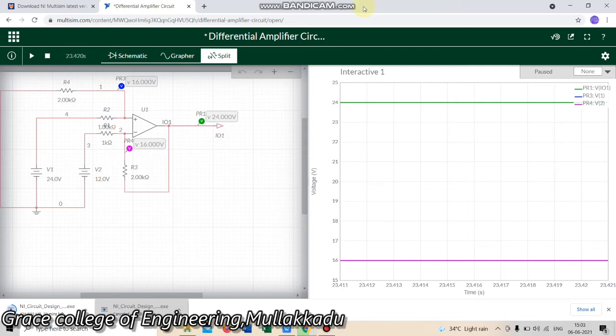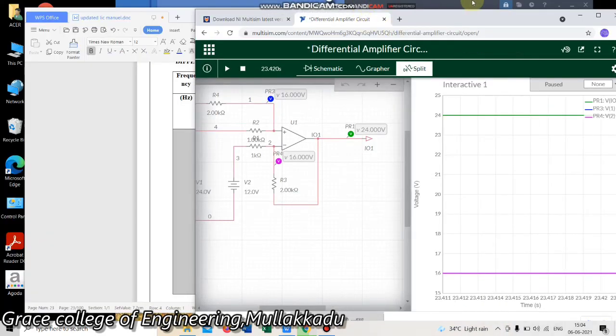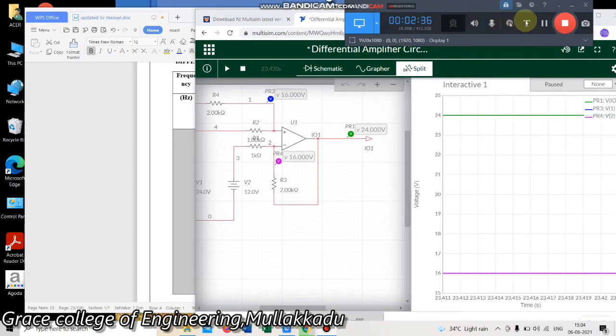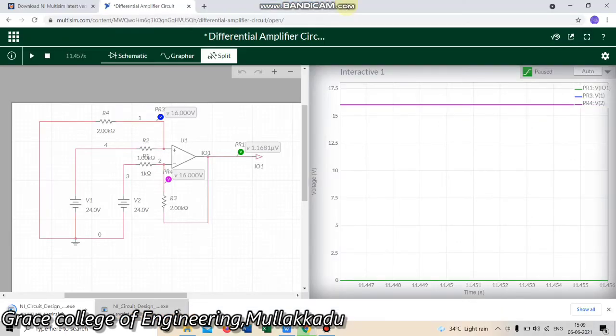Similarly, in the common mode we have to give the same voltage at the input and we can take the output, and in the differential mode we have to give different voltages V1 and V2 at the input, and we have to calculate the output. We have to calculate the common mode gain Vc and Vd as in the formula for various frequencies, and we have to plot the CMRR value.